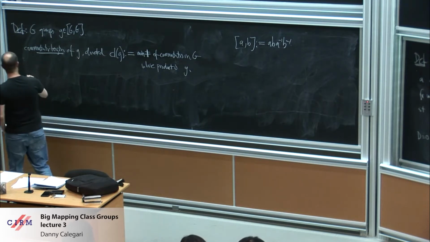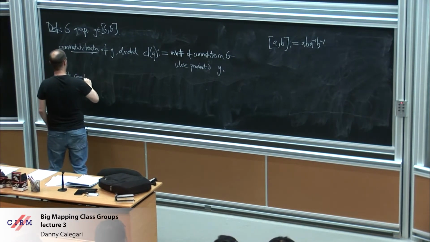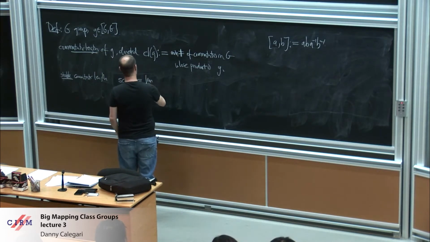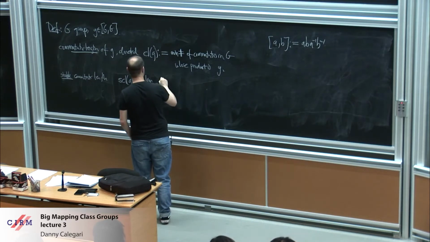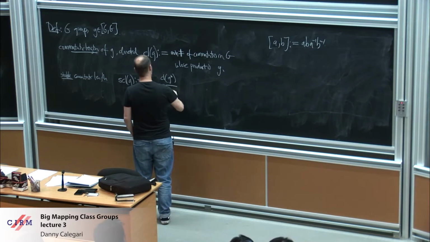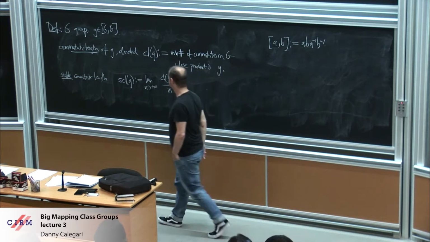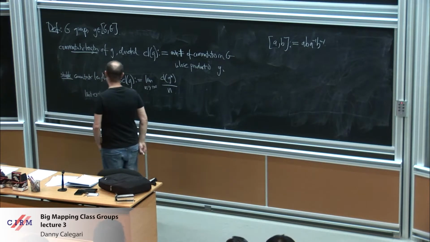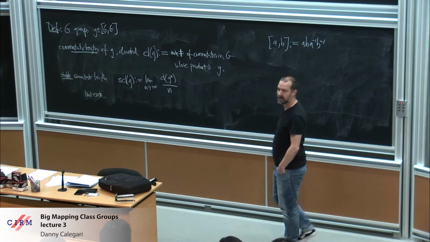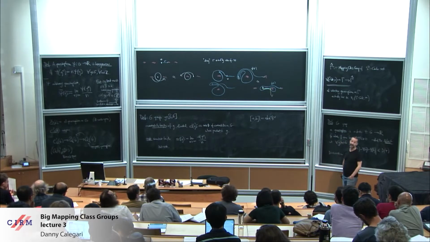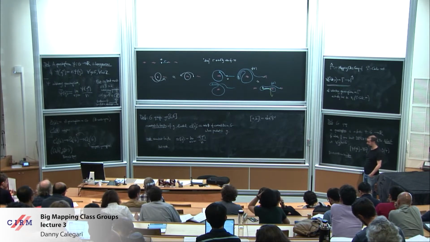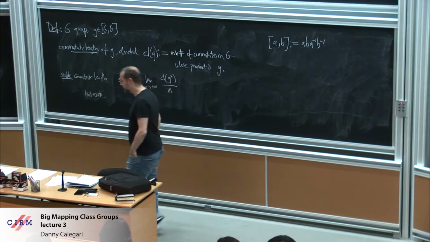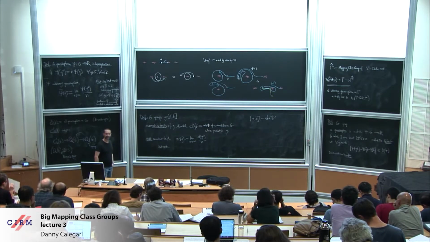And then the stable commutator length by definition is the limit as n goes to positive infinity, although it wouldn't matter in this case, of the commutator length of g to the n divided by n. And again, the limit exists. It satisfies some nice properties. It's a class function on the group, meaning it's invariant under any automorphism of the group, actually, not just inner automorphisms, but certainly inner automorphisms. It's homogeneous. The stable commutator length of g to the n is n times the stable commutator length of g, or the absolute value of n times.